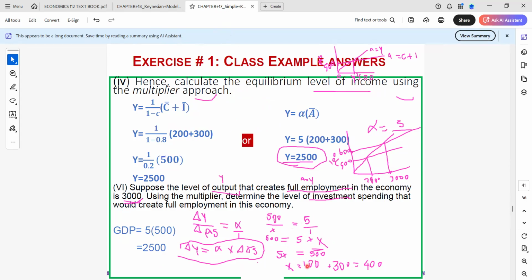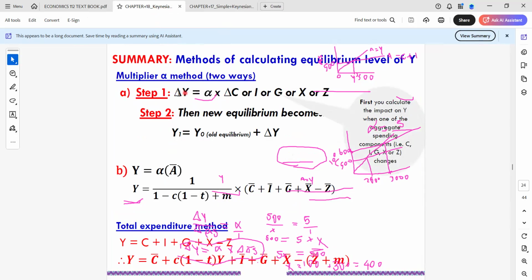So after we have our X, we take the 300, which is the old investment, and add the change to get the new investment, right? Same thing here. After you've calculated your change in income, you take your old equilibrium income and add the change in income that you got here, and you get your new equilibrium income, right?